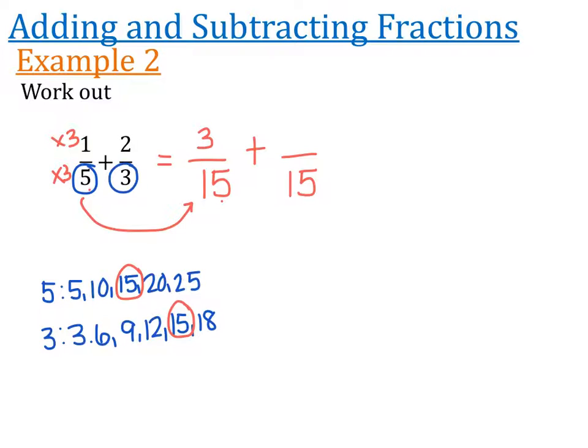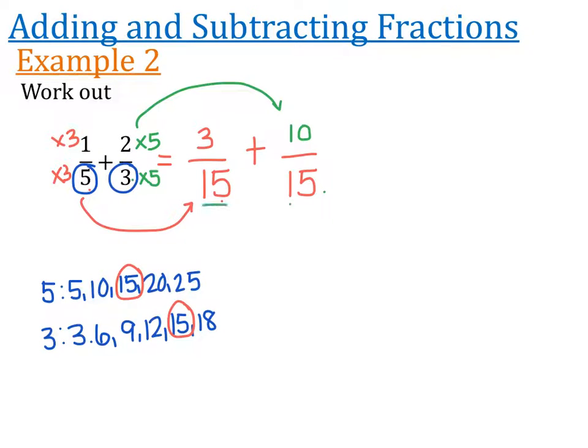I'm going to do the same thing with 2/3. I ask myself, what do I have to multiply by 3 to get to 15? And the answer is 5. So whatever I do to the bottom, I also have to do to the top. So I multiply that by 5 as well. And this fraction is going to become 10 over 15. So 2/3 is the same fraction as 10 over 15.